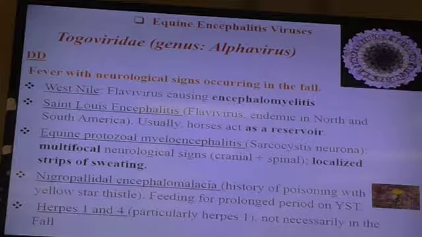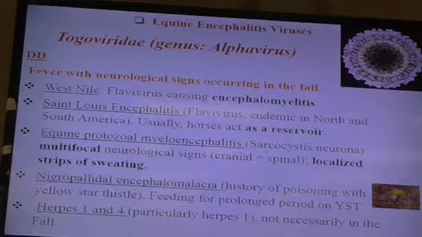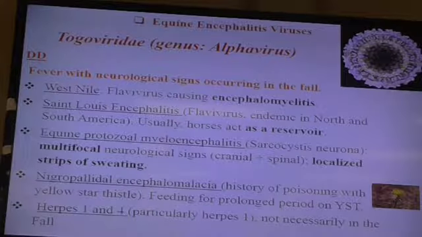In the review questions, this disease comes up in the differential diagnosis, and for a reason that I did not find out, there are localized strips of sweating. That seems to be diagnostic for equine protozoal myeloencephalitis. So I don't know what it refers to or what's the cause of localized strips of sweating. But I guess fever is also present in other diseases which cause encephalitis.